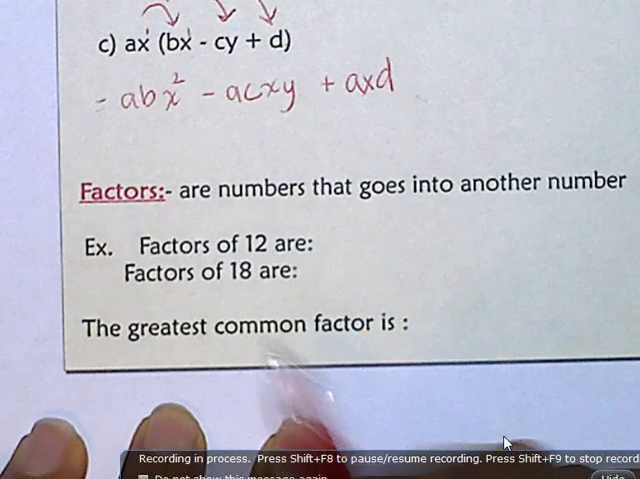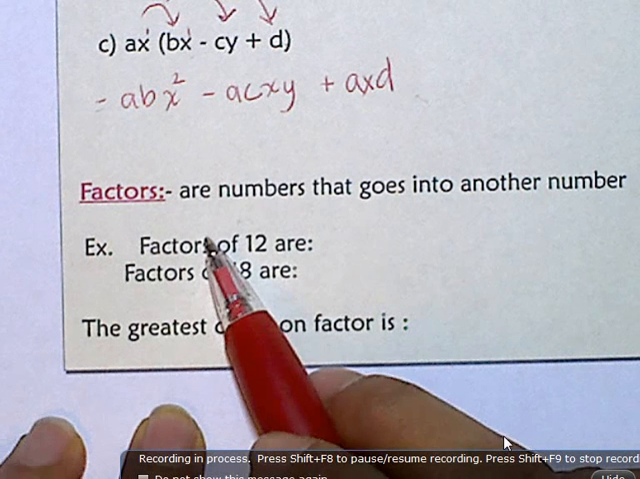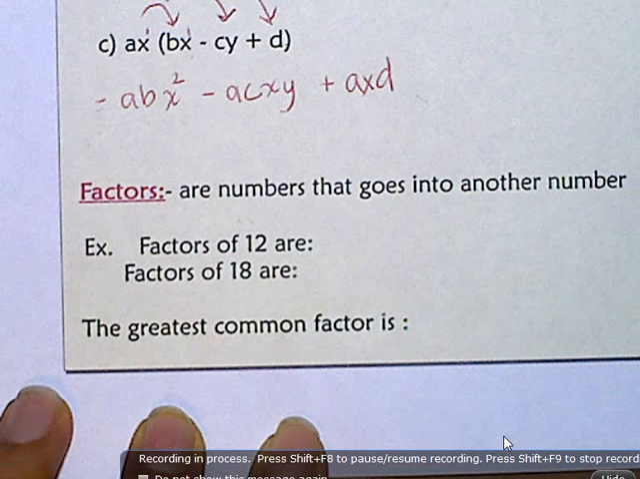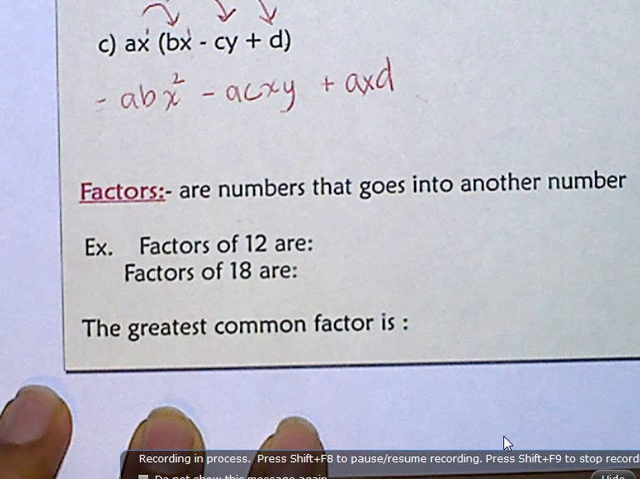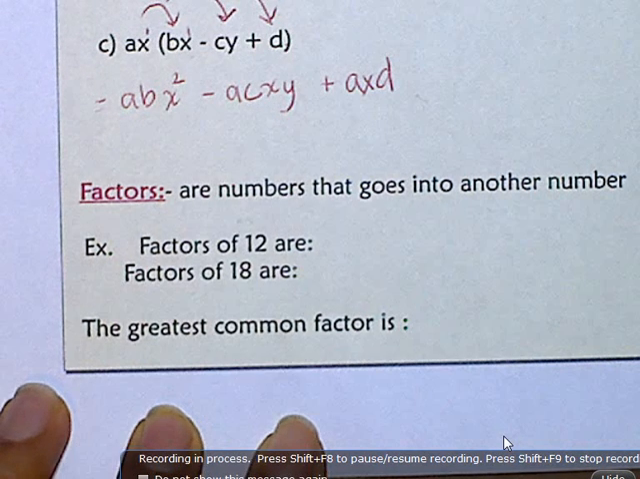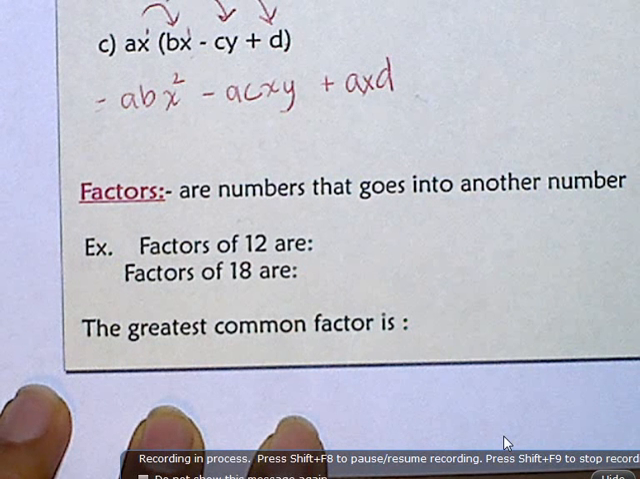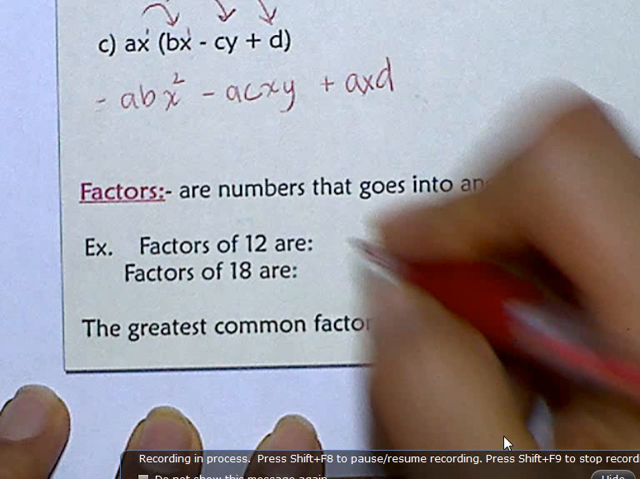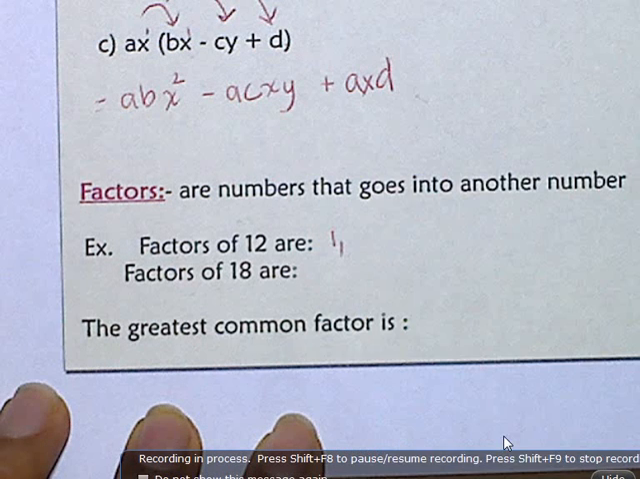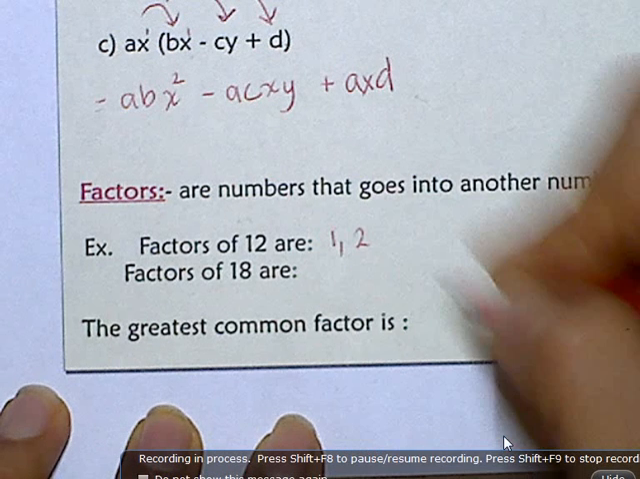4 goes into 12. 5 does not go into 12. 6 goes into 12. 7 does not. Neither does 8. Neither does 9. Not 10. Not 11. And 12 goes into itself as well. Okay. You cannot have any factors of 12 that are greater than 12. So it's a number that goes into it, not multiples of it.